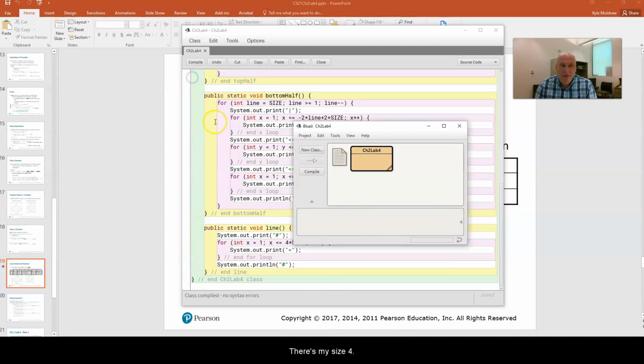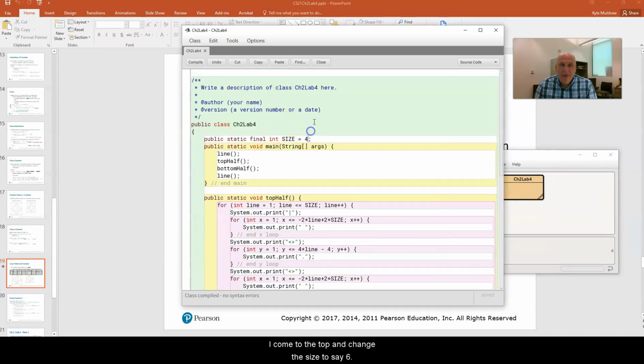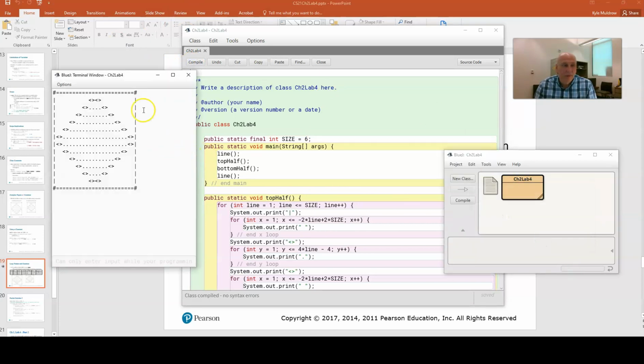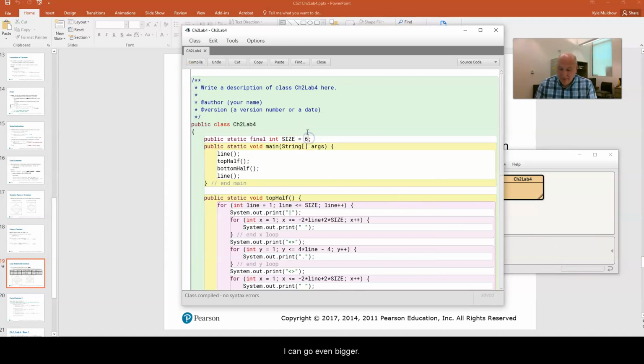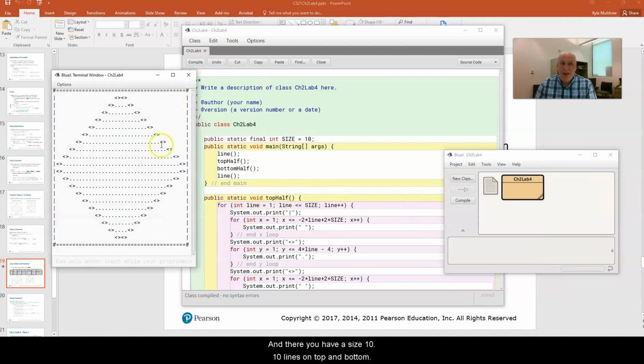there's my size 4. Now, if I come to the top and change the size to, say, 6, and compile it, there's a size 6. I could go even bigger. Size 10. And there you have a size 10. 10 lines on top and bottom.